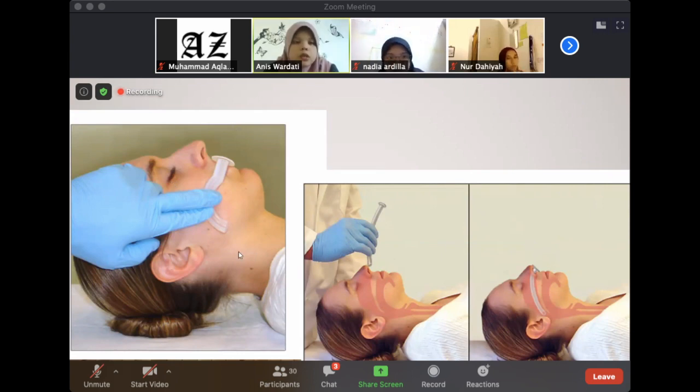So this is the picture. The left one is the oropharyngeal airway, and the right one is the nasopharyngeal. The difference is that the nasopharyngeal is flexible compared to the oropharyngeal. The oropharyngeal is better for patients that are unresponsive or unconscious, because it can cause gag reflex and also discomfort to the patient, because it touches the soft palate.